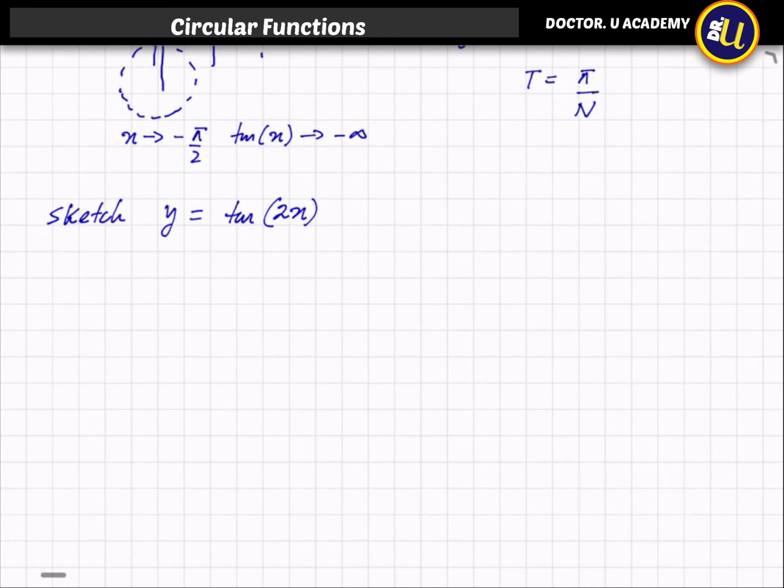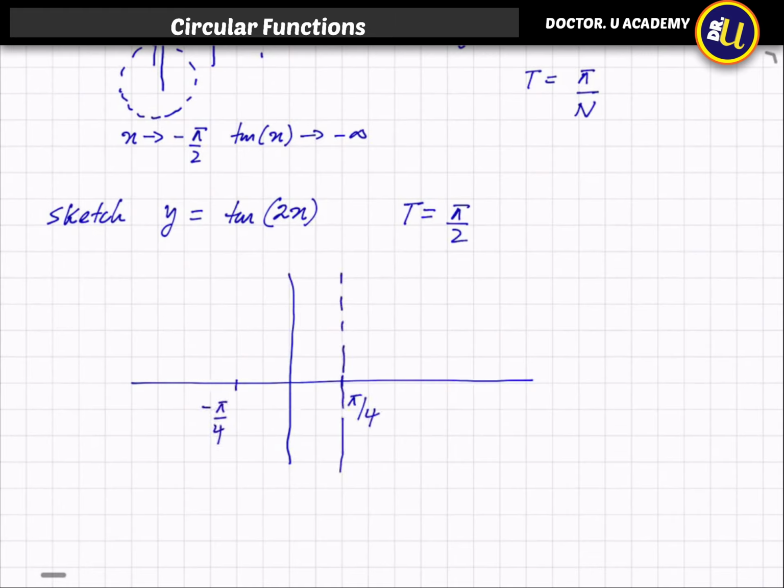Okay, now we have to sketch y equals tan 2x. First of all, we have to find the period. The period would be pi divided by 2, right? So that will tell you the story. How do you obtain pi divided by 2? The upper bound would be pi divided by 4, the lower bound would be minus pi divided by 4. The shape of the graph would stay the same. So this is tan 2x. If you know this, you can understand the rest of the stuff.